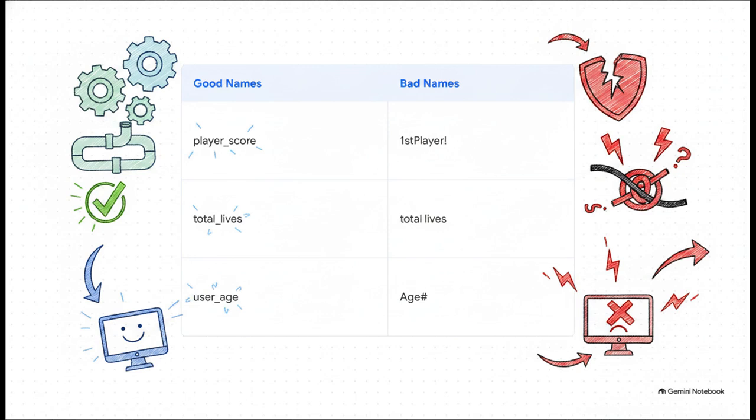Now on the right, we have some really bad names that will literally cause errors in your code. 1st player starts with a number and uses an exclamation point. Python hates that. Total lives has a space in it, which will just flat out crash your program. And age# uses a hashtag, which Python actually thinks is a comment. So the rule of thumb is super simple. Use clear names that represent your data properly and stick to lowercase letters and underscores.